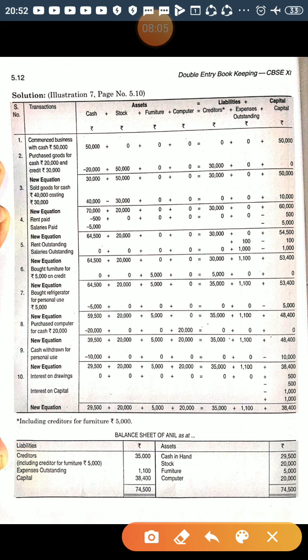So new equation is after adding 40,000, now cash balance becomes 70,000. Cash becomes 70,000 and stock after deduction of 30,000 it becomes 20,000, and creditor is 30,000, capital is 60,000 after adding 10,000. Now rent paid, deducted from the cash 500 and deducted from the capital as an expense 500. Salary paid, again cash will be decreased by 5,000 and capital will also be decreased as an expense. So new equation is now cash becomes 64,500.